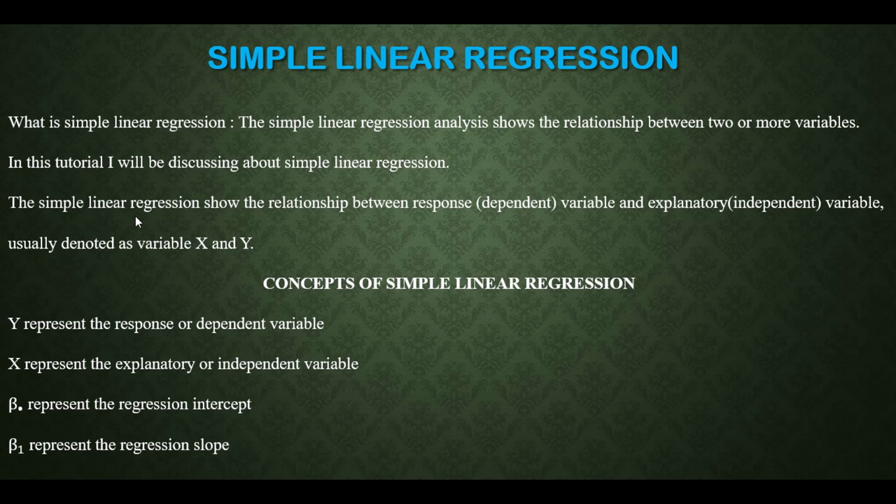The simple linear regression shows the relationship between the dependent variable and the explanatory or independent variable. The dependent variable is equally known as the response variable, while the explanatory variable is known as the independent variable. Usually, these two variables are denoted as x and y, in which x is the explanatory variable and y is the response variable.